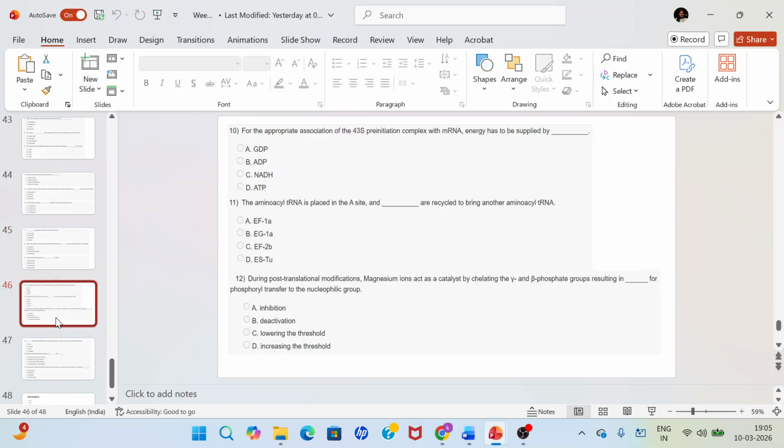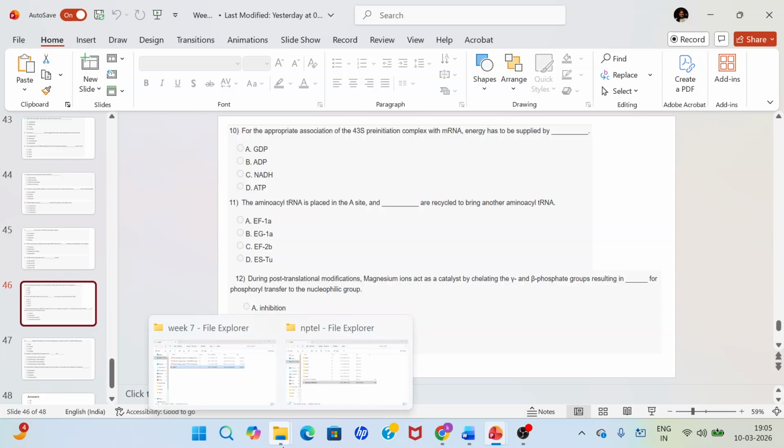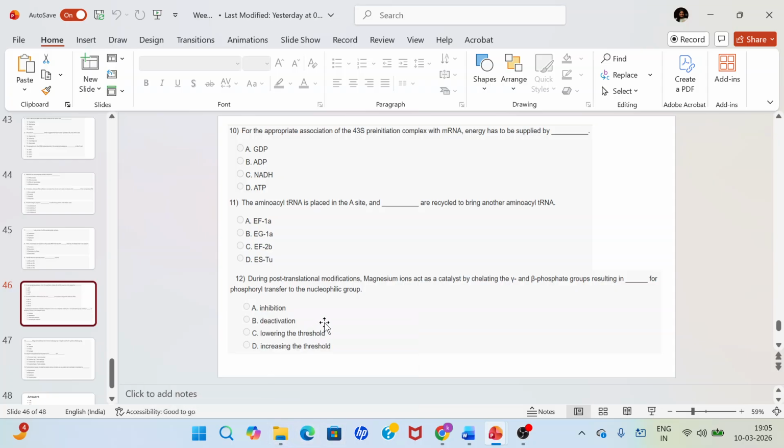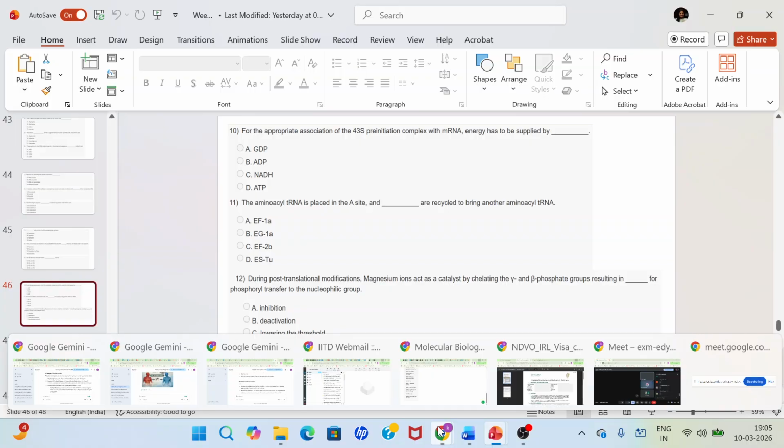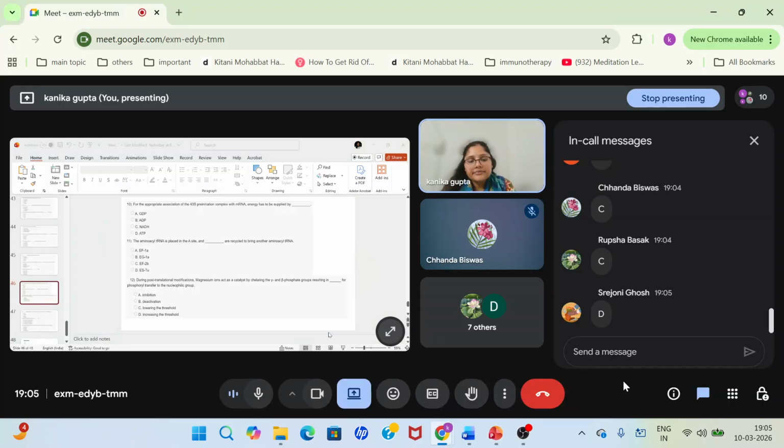Next question. For the appropriate association of the 43S pre-initiation complex with mRNA, energy has to be supplied by what? What is the energy supplier here? Question number 10. It is ATP. Yes, the answer is right.